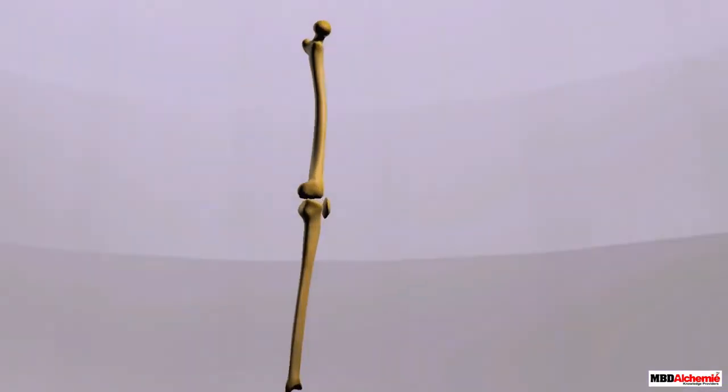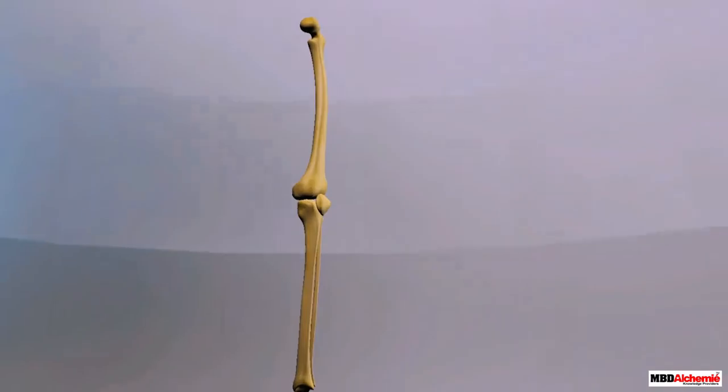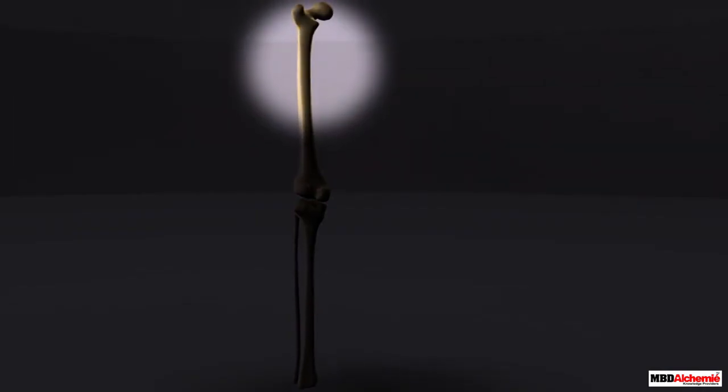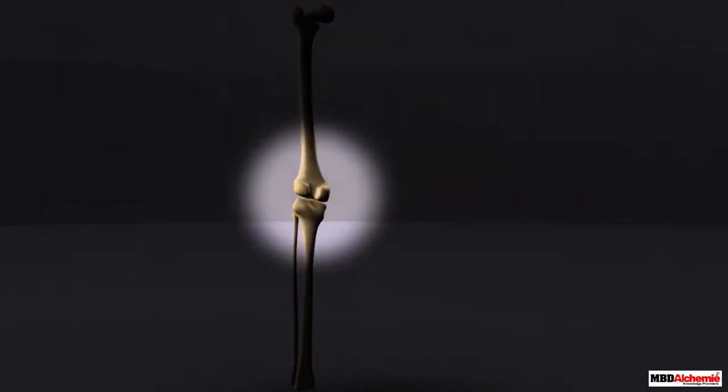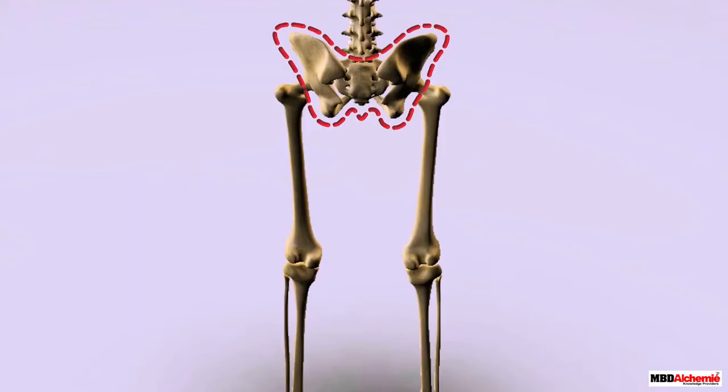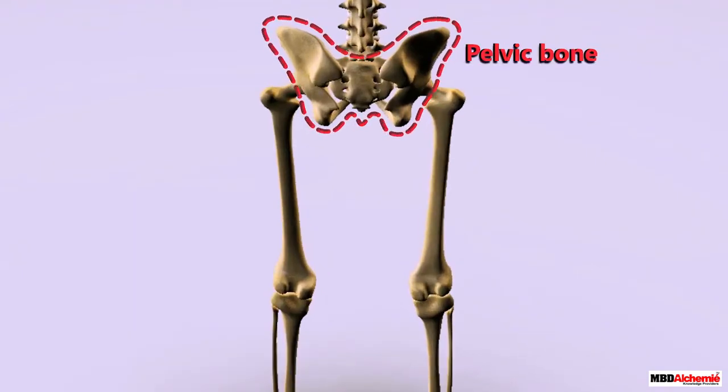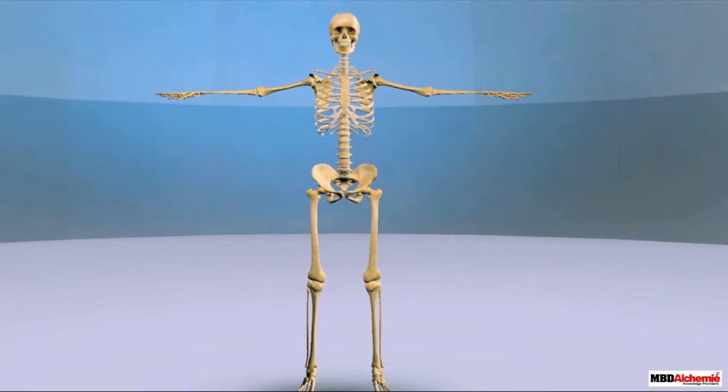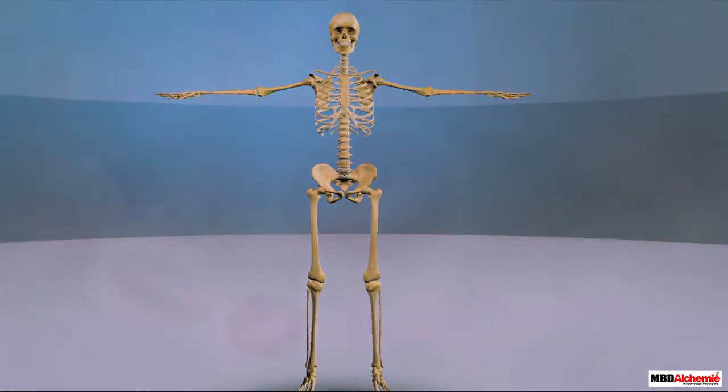Similarly, 3 bones in the leg together form the hind limb. These are 1 bone in the upper leg or the thigh and 2 bones in the lower leg. The legs are supported by the pelvic bone. All these together make up the skeleton system.